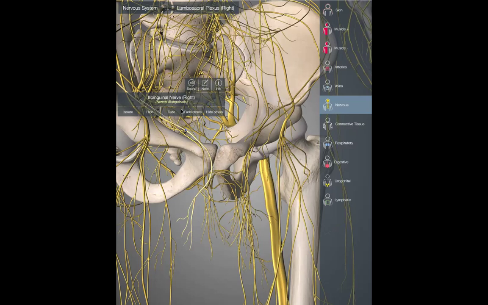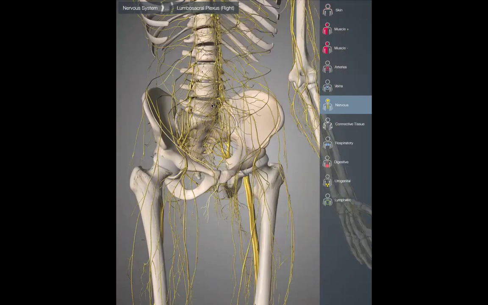So now, what motor function does the ilioinguinal have? It will innervate the internal oblique and transverse abdominis again. So both the ilioinguinal and iliohypogastric have the same motor function, innervating the internal oblique and transverse abdominis. The sensory function of the ilioinguinal, as I said, is the inner thigh and the genitalia in both males and females. Skin of the genitalia. Okay. So far, so good.